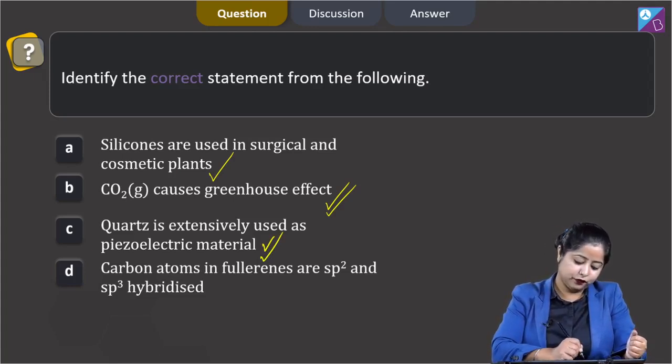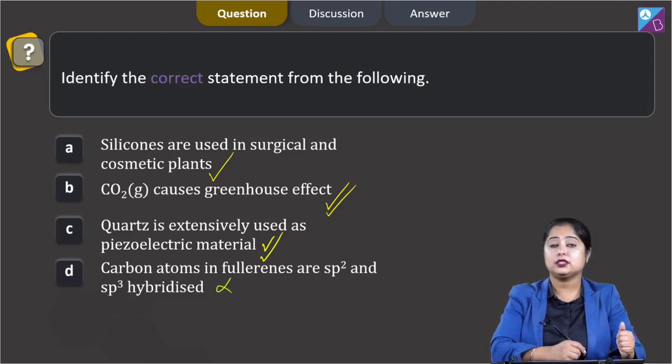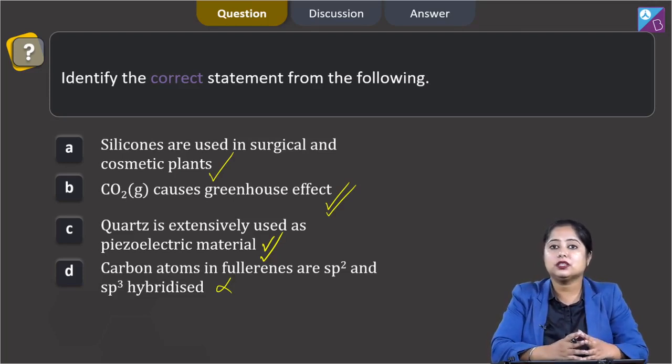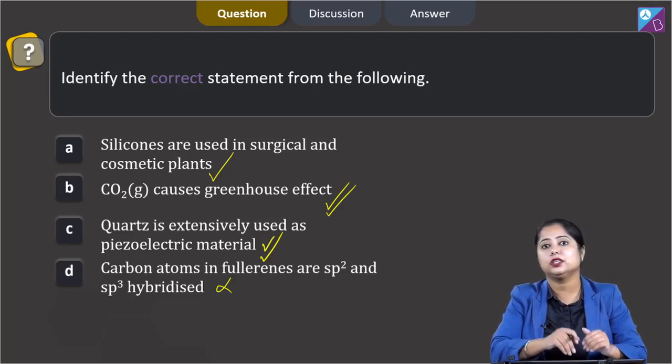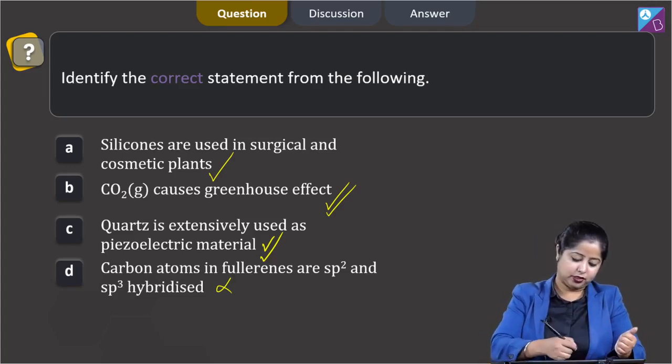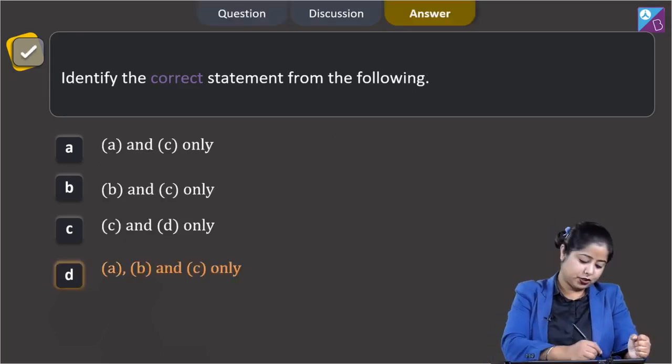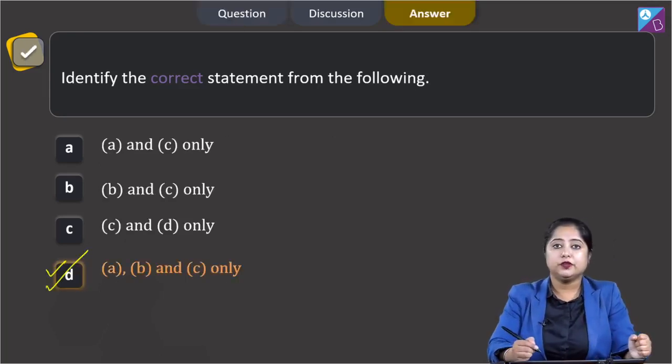Moving to the last statement. Carbon atoms in fullerenes are sp2 and sp3 hybridized. Students, this is an incorrect statement, as the carbon atoms in Buckminsterfullerene are sp2 hybridized. That means all the carbon atoms in Buckminsterfullerene are sp2 hybridized. That means the correct statements are A, B and C. That means the last option is the correct answer. Moving to the next question.